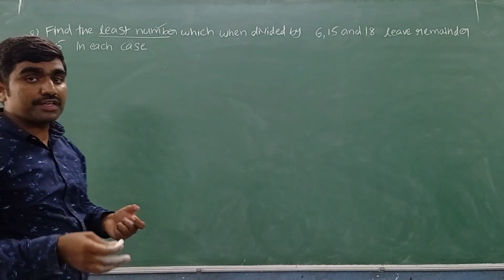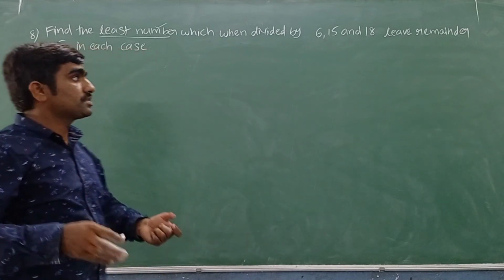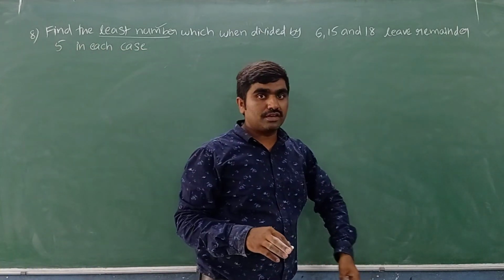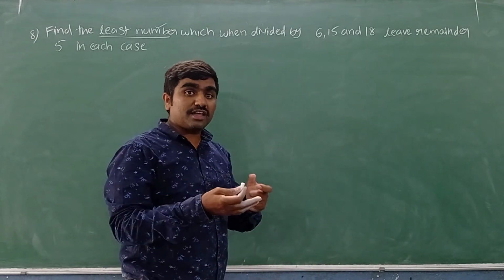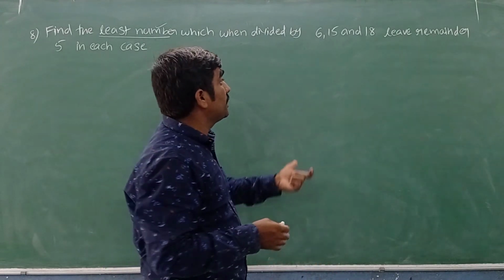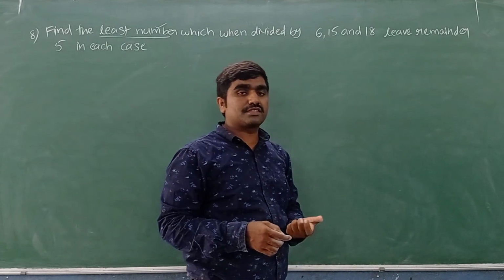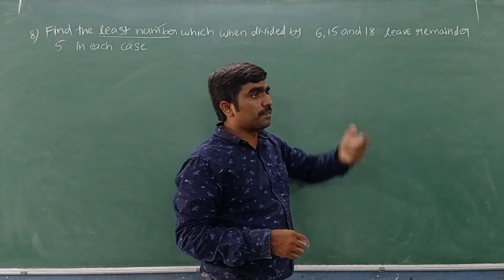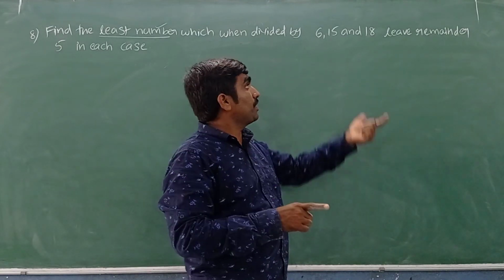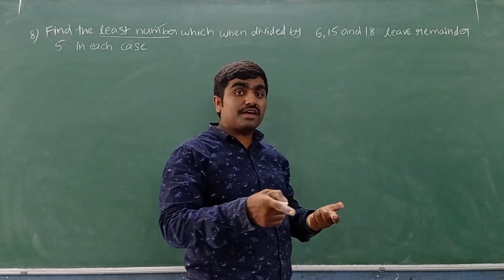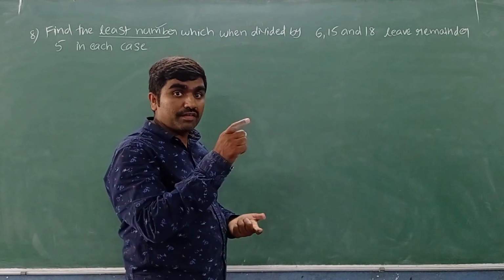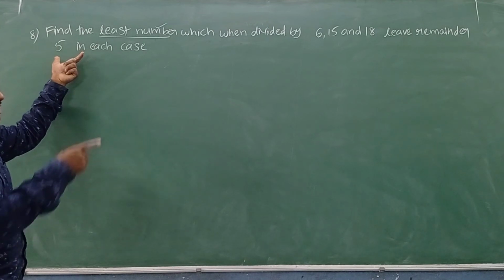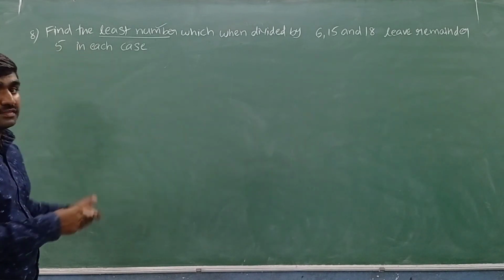How can we find the least number? The smallest number. To find the smallest number, it's enough to find the LCM of these three numbers. Then you may have a doubt: sir, that LCM value is exactly divisible by the given three numbers, no? Yes. The LCM value is always exactly divisible by the given three numbers because it is the common multiple of the given three numbers. Sir, when it is exactly divisible, it leaves remainder 0. But they are asking that it should leave remainder 5.